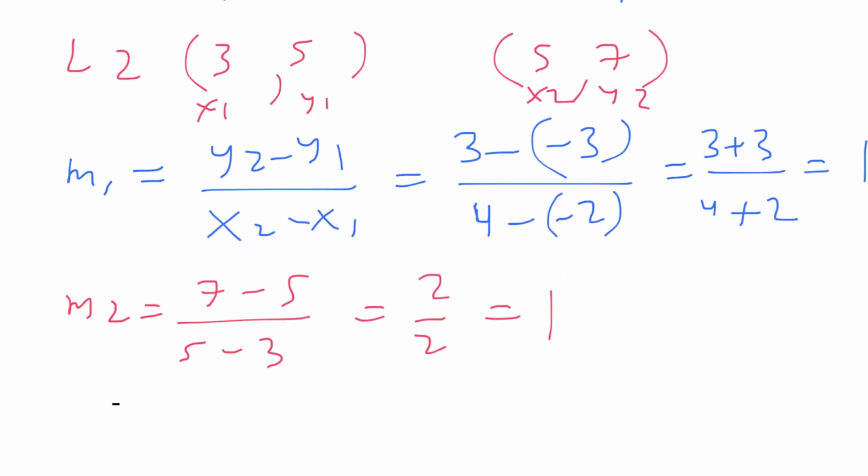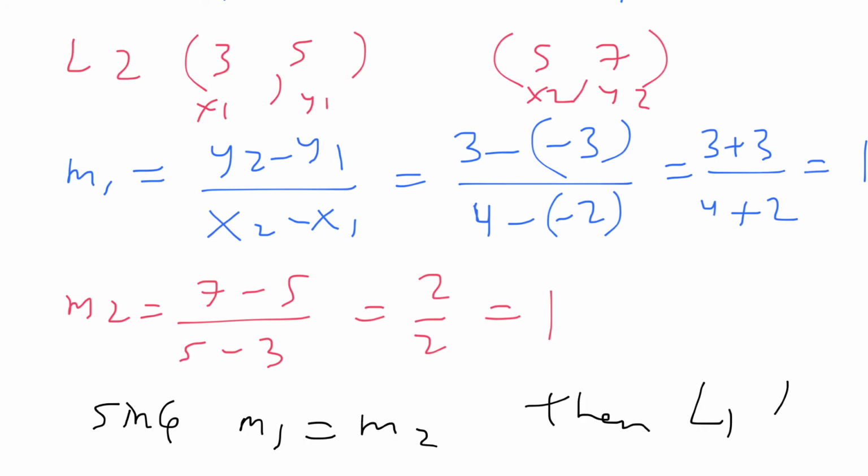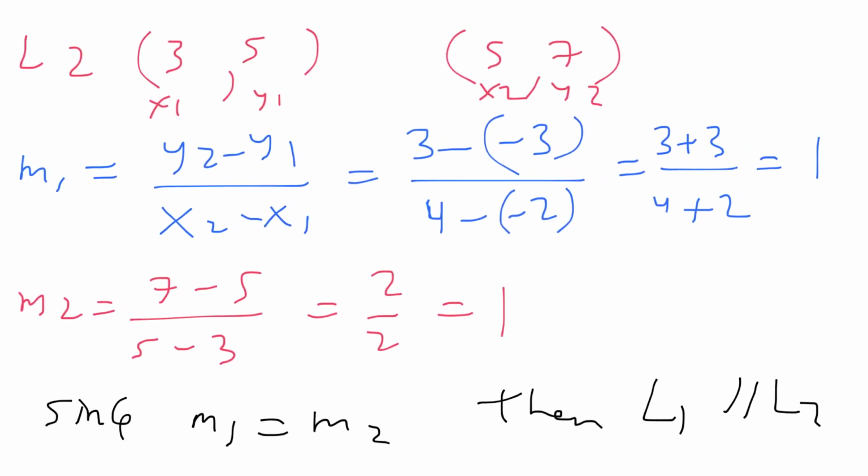Since m1 equals m2, then L1 is parallel to L2. That's how we write parallel. You can use this symbol here. This symbol means parallel. So this is line 1, this is line 2, and they are parallel. If you don't want to do that, you can just write the word parallel. Any question about that?